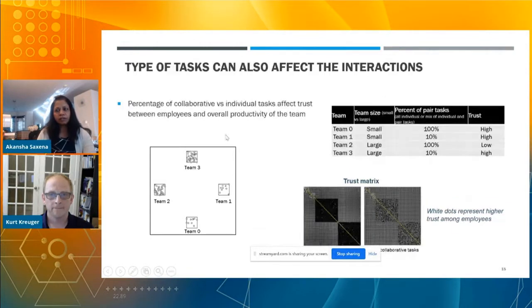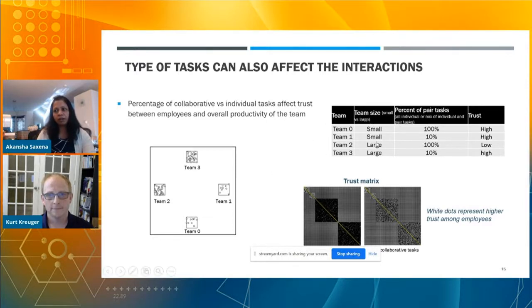The other type of factor we tested in this model was what happens if we give these teams tasks which are either collaborative tasks or individual tasks. The idea here was that if people are interacting with each other and have to collaborate, because it's a pair task, does that require a lot of trust, or does that have an impact on trust or productivity or not?